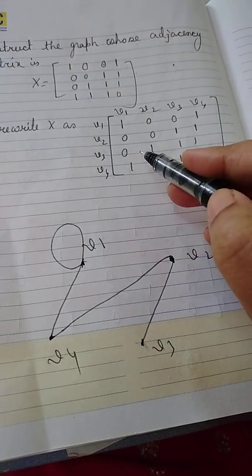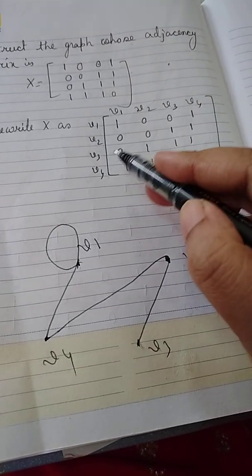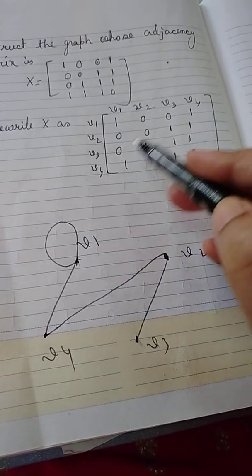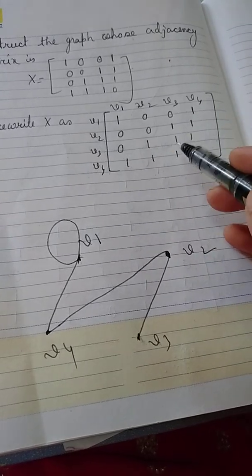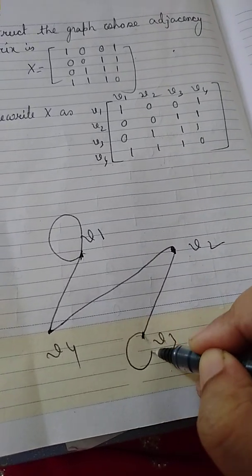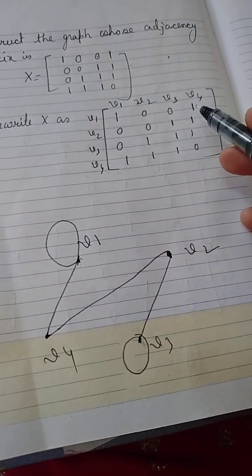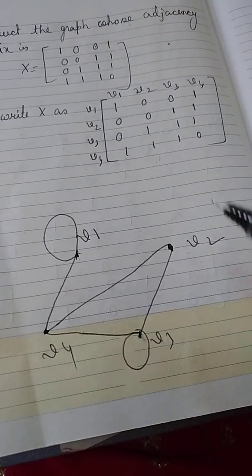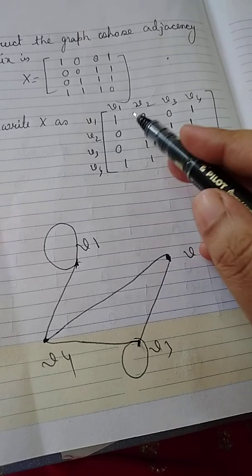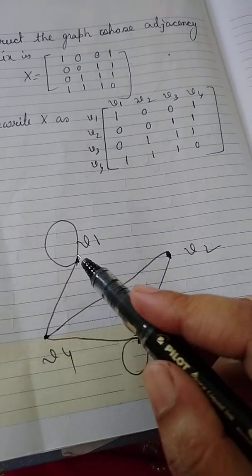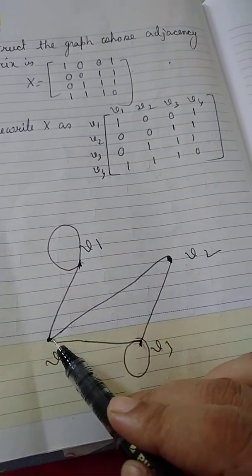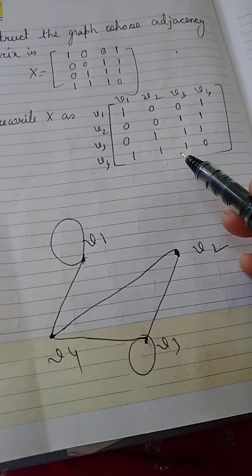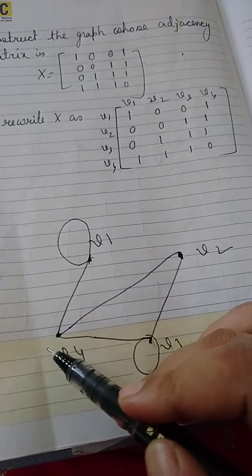Next come to V3. Here 1 1 1, that means between V3 and V2 there is an edge. V3 V2 I have already drawn. V3 V3 is 1, which means there is a loop. Then V3 V4 is 1, so this is an edge. Then V4 V1, V4 V2 and V4 V3 I have already drawn. Then V4 V4 is 0, that means no loop.